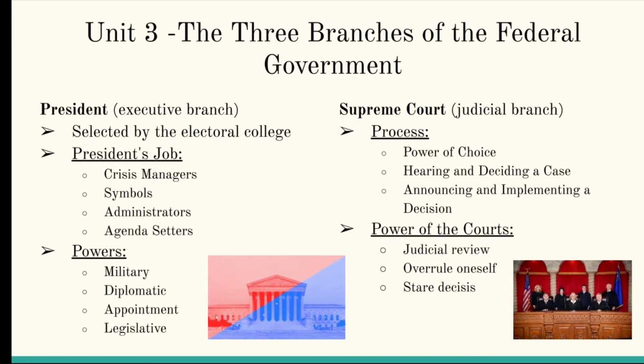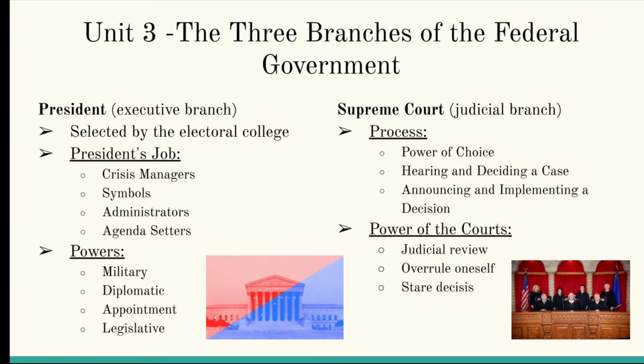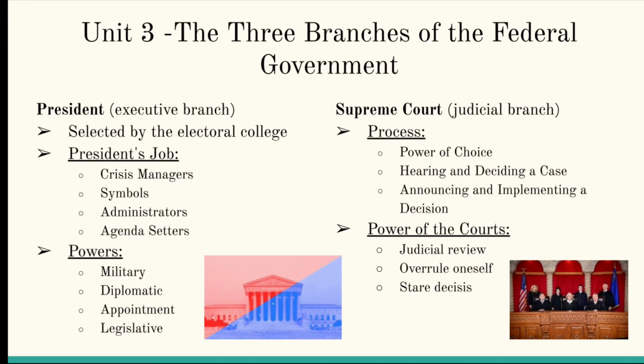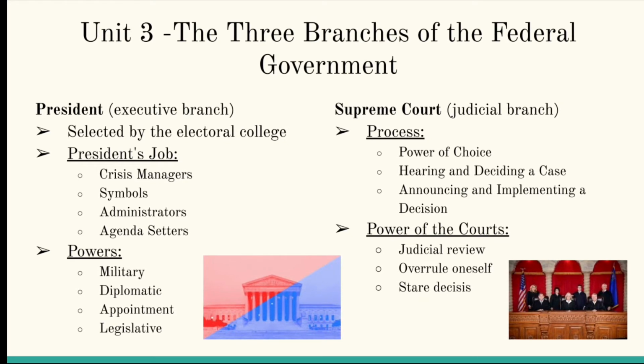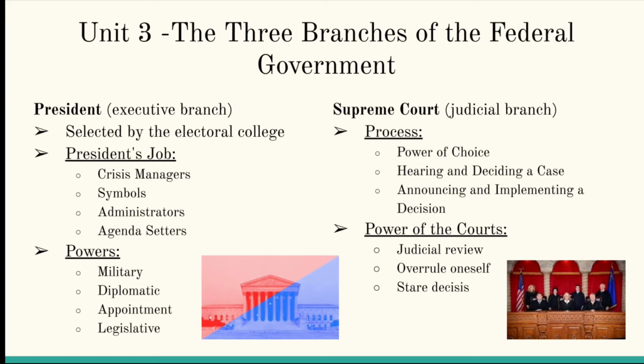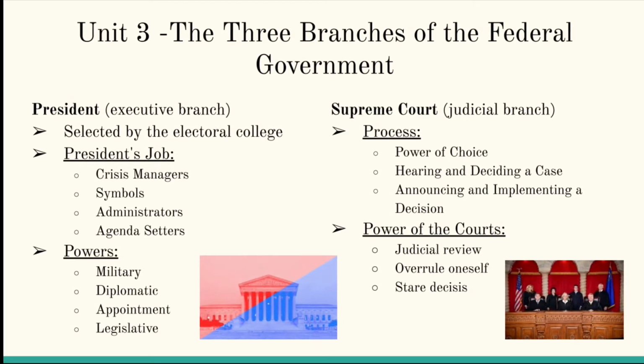Moving on, the Supreme Court is basically from the judicial branch and has a process of choosing the case first, then hearing and deciding the case, and announcing and implementing a decision for the case. So the Supreme Court overall plays a very important role in our government because it outlines the broad legal and political significance of people's actions.